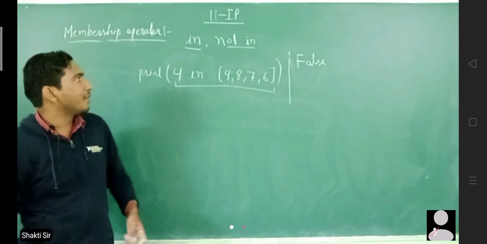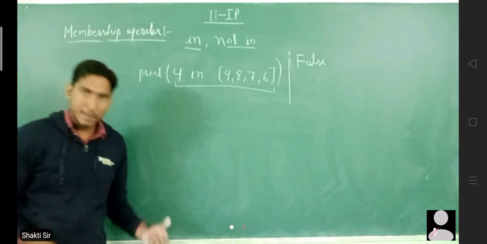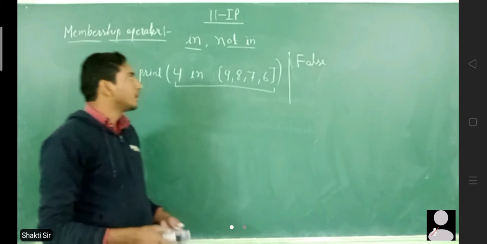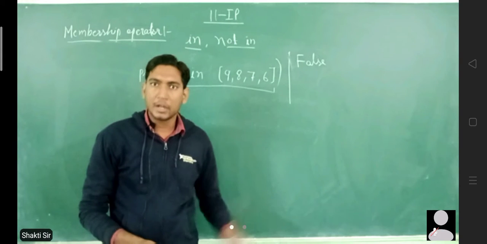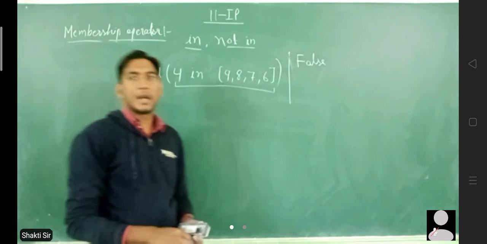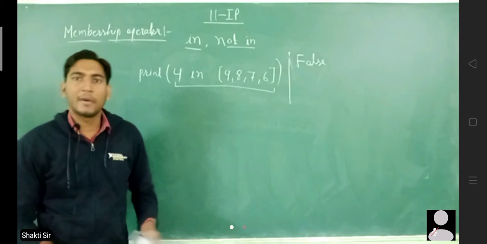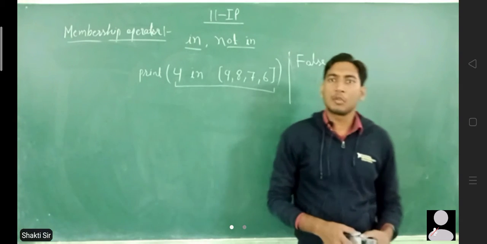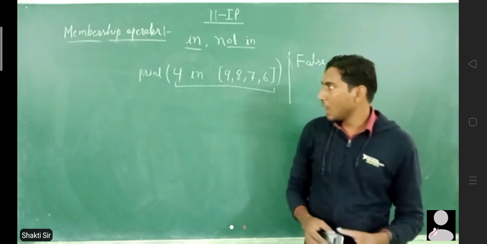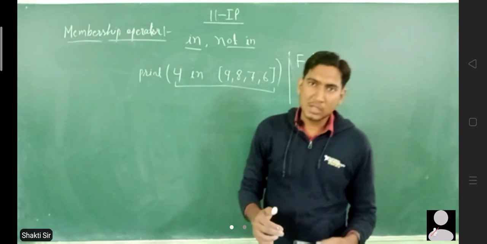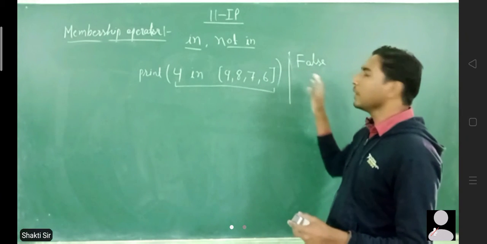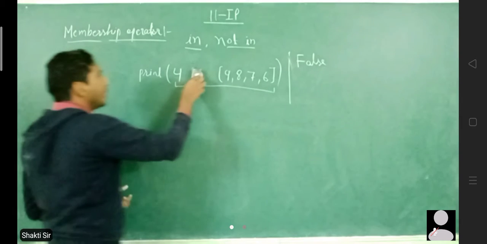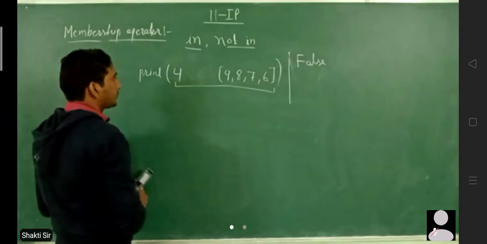Okay, so just like we have an in operator, we have a not in operator, and the not in operator works opposite to the in operator. If the outcome of an in operator is true, the outcome of a not in operator will come out to be false, and if the output of an in operator is false, the output of a not in operator will be true.